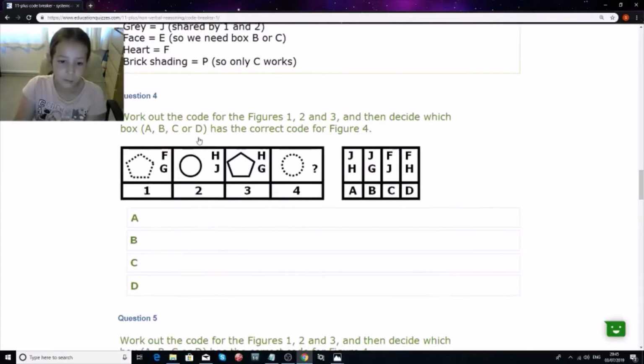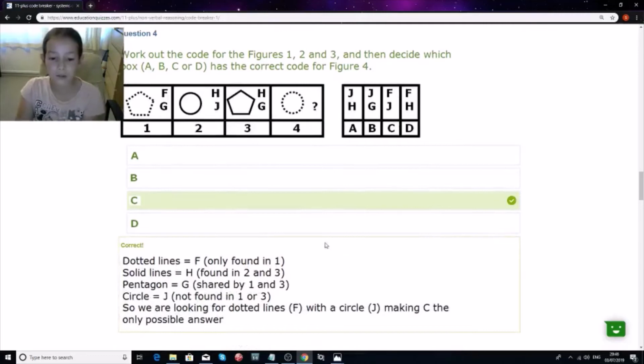Right. Well, H and H. This represents black line. So F equals dotted line, G equals pentagon, and J equals circle. This is dotted, F, and is a circle, J. So FJ, C.